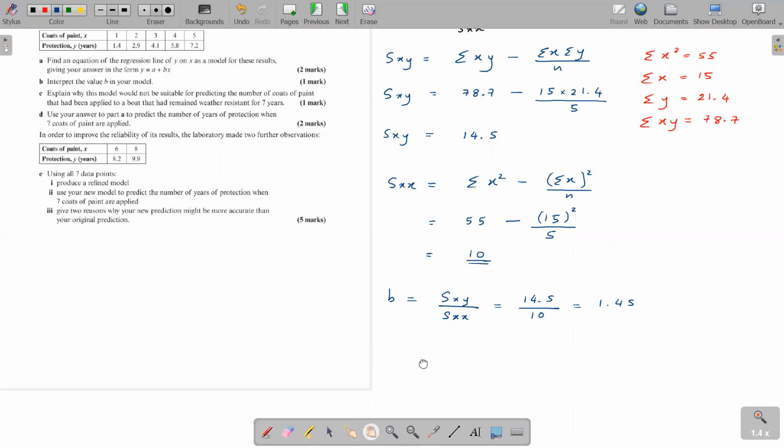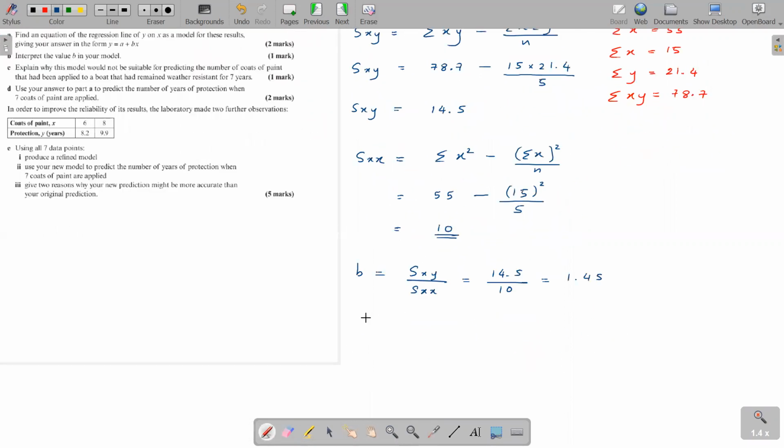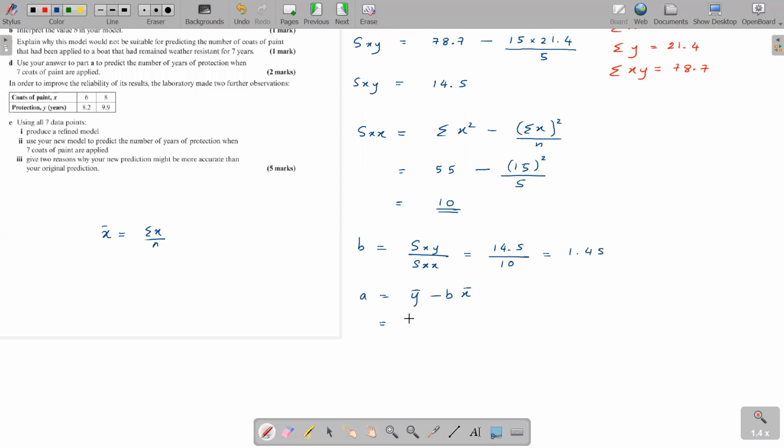And let's get the a value. a is y bar minus b x bar. You know, y bar means the average of the y values, right? So sigma y over n. You guys know that, right? So y bar means you add all the y values and divide by the number of y values. x bar is sigma x over n. Right, guys? This is something you learned in chapter 2, isn't it? We discussed this in chapter 2. It's a very simple equation. This is y bar, sigma y over n, minus b times x bar, sigma x over n.